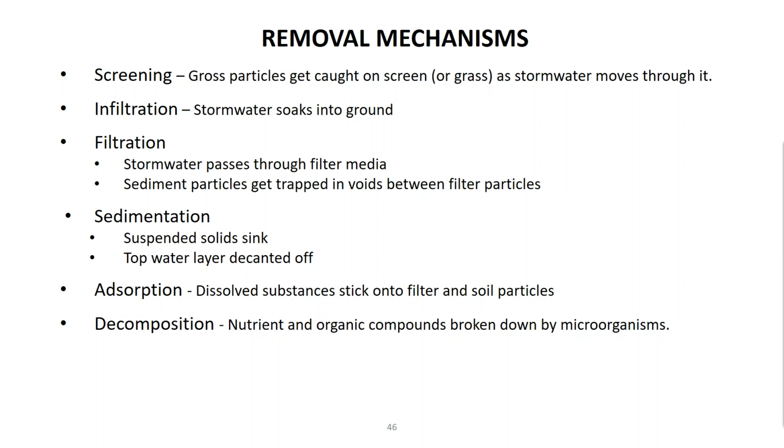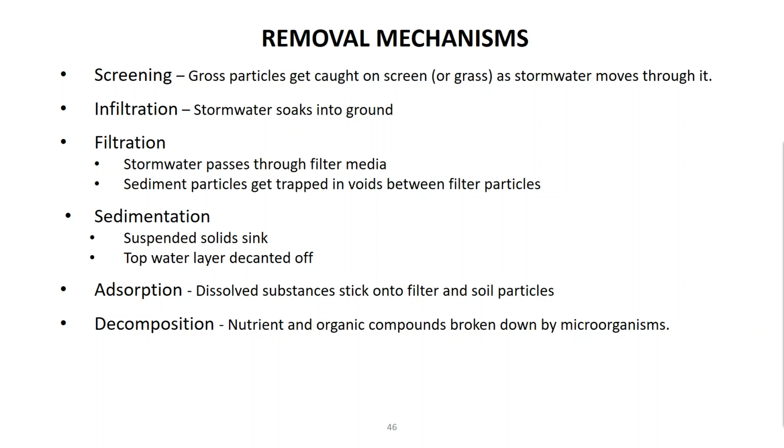Infiltration is where the runoff soaks into the ground, preventing it from flowing directly to the water bodies. Once it's in the ground, filtration occurs when the infiltrated water passes through the filter media or through the soil. The solids are getting trapped in the voids between the soil or filter particles. Adsorption occurs when the infiltrated water is moving through the soil as well. Some soil particles have static charges that cause fine pollutants to adhere to them, so removing the pollutant from the water.